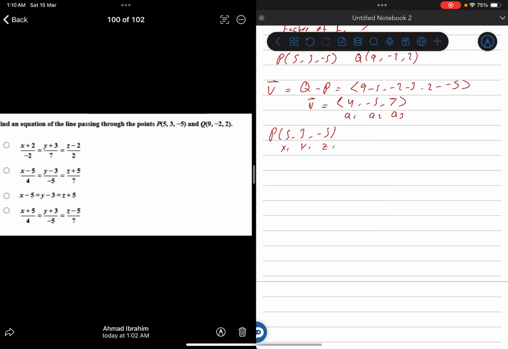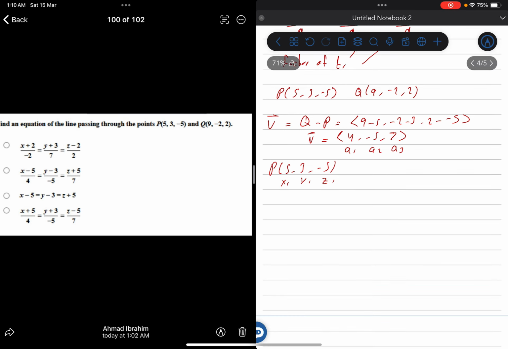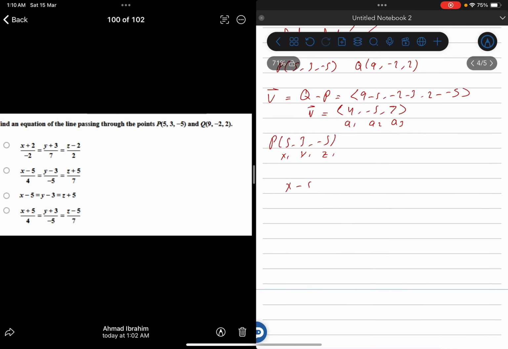And now we can write the symmetric equation. It will be x minus 5 over a1, which is 4, y minus 3 over negative 5, and z minus negative 5, which will be positive 5, over 7. So the answer is option 2.